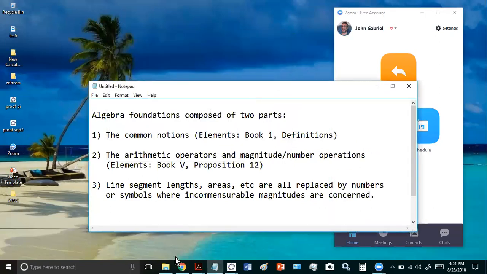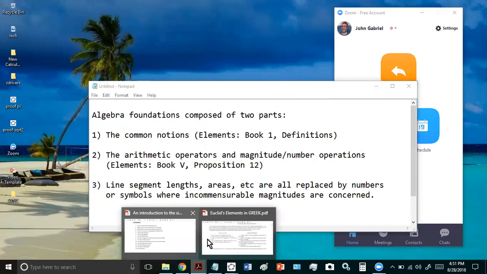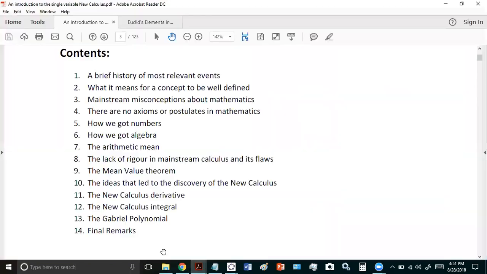Now, we saw in the last video that we looked at the chapter on how we got numbers, and before that, the fact that there are no axioms or postulates, and in the previous 3 chapters, no mainstream misconceptions, and what it means for a concept to be well-defined, with a brief history of the most relevant events. Now, in this chapter, we're going to look at how we got algebra.